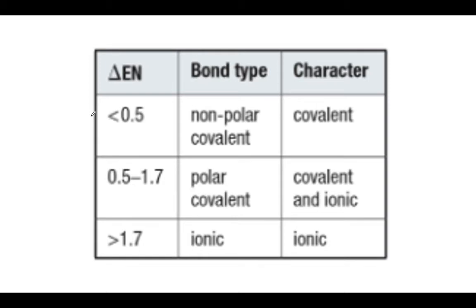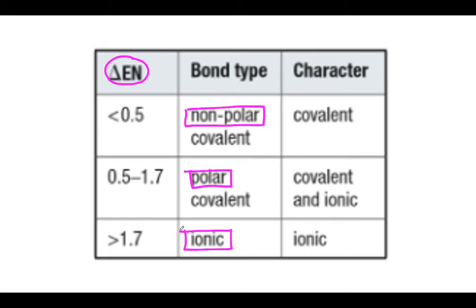So take a look here. After I find the difference in electronegativity for each bond, if it's less than 0.5, I would consider it to be non-polar covalent. If it is between 0.5 and 1.7, that means it is polar. And if it's greater than 1.7, we consider it to be ionic.